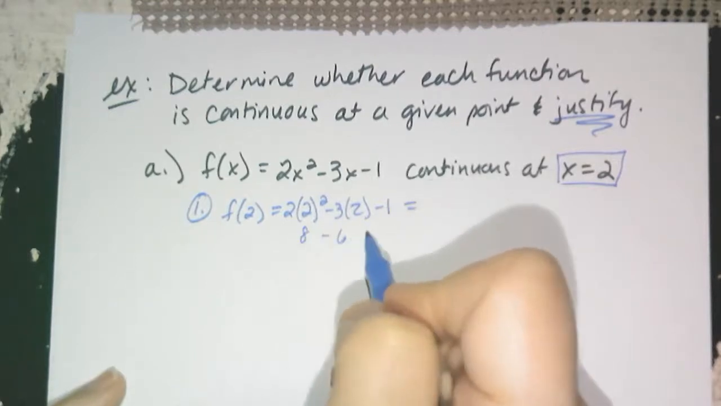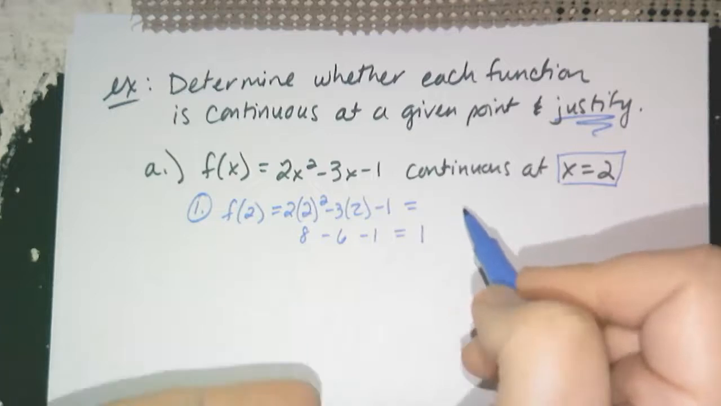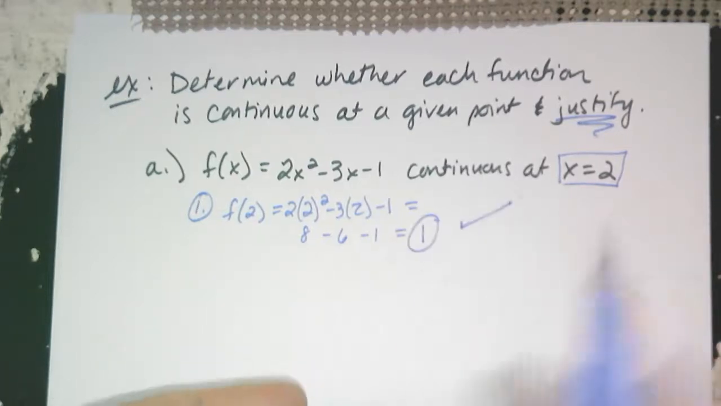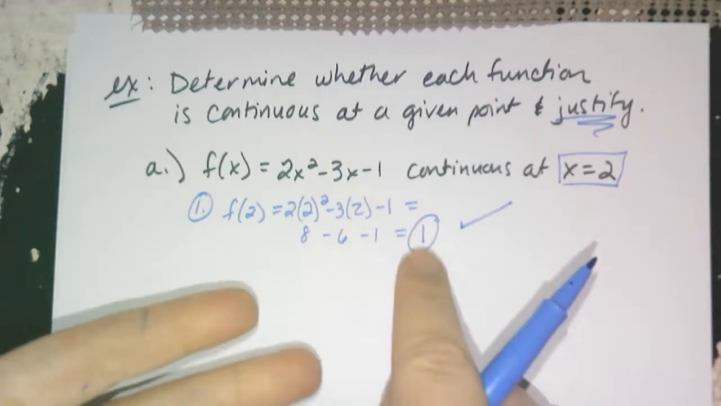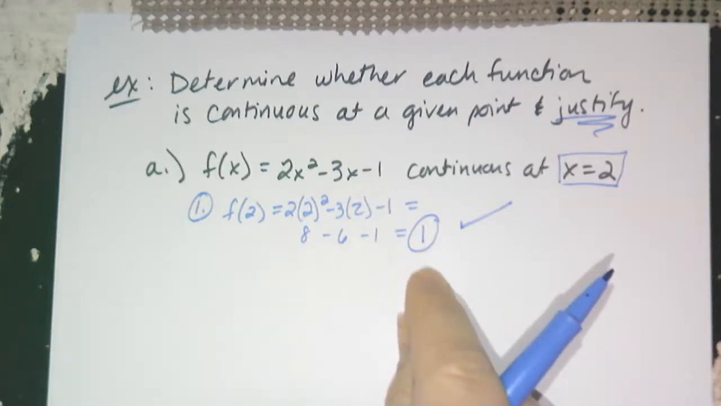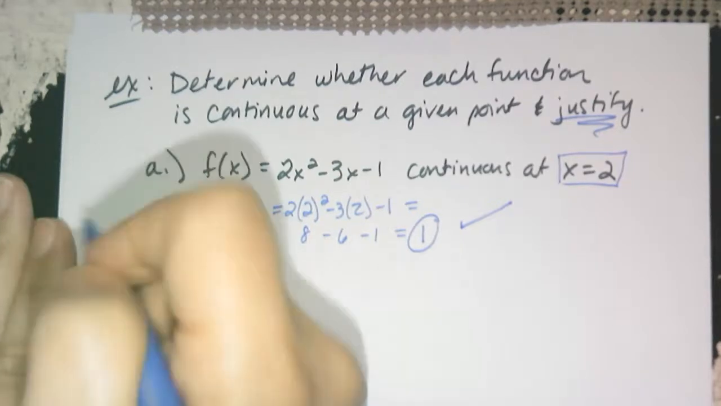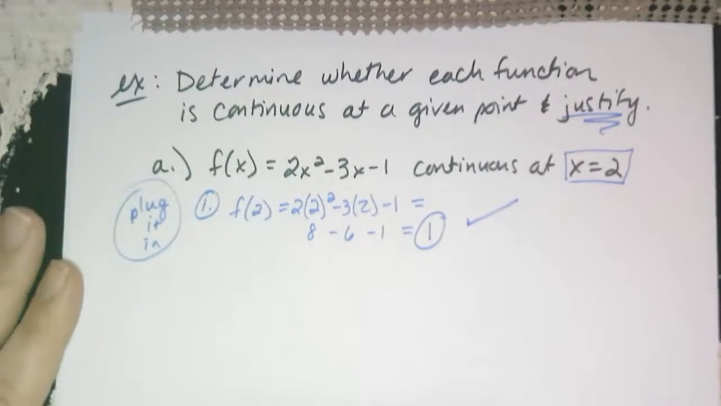8 minus 6 minus 1 equals 1. I do get out a real number. It exists. So I have passed test 1. The only time this will not exist is if you divide by 0 or get a square root of a negative, then you could just stop right there. But we got to keep going. All right, so we plugged it in. You can write this down if you want to, but that's what we did.